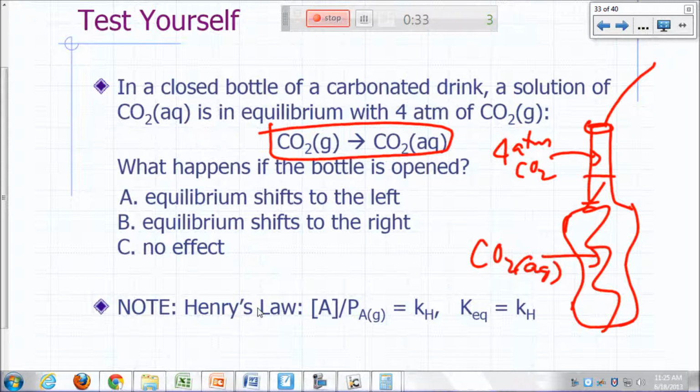So you lower the amount of CO2 in the gas above your soda, your liquid. So what happens? If you lower the pressure, what will it try to do? You lower the amount of CO2 in the gas, what will your system try to do? What's the opposite of removing CO2 gas?